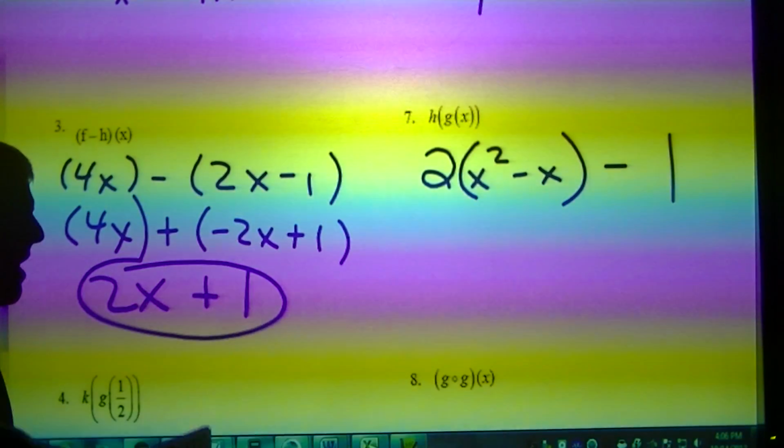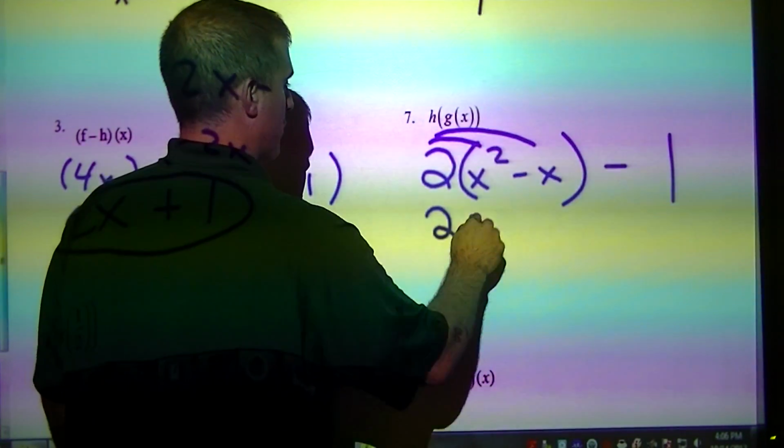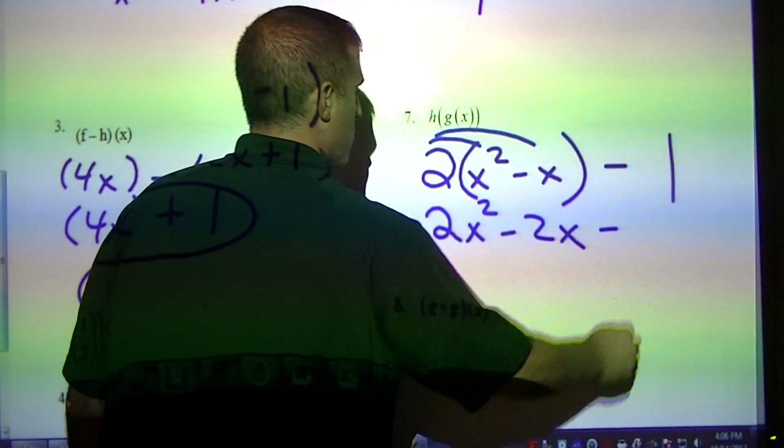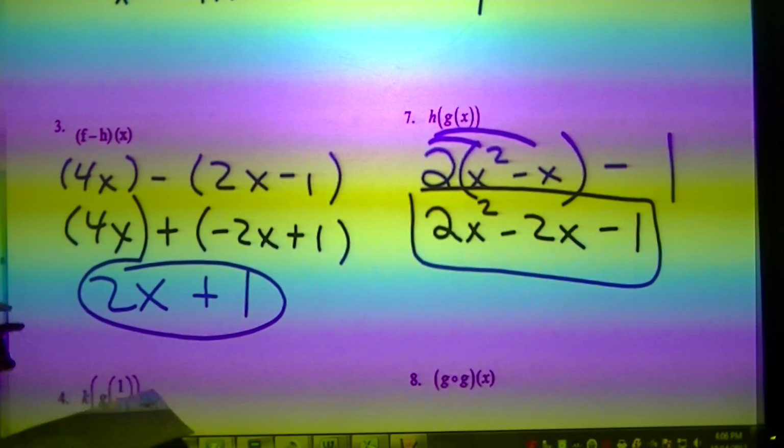Okay, now, in this case, I'm going to go ahead and distribute that. That's going to be 2x squared minus 2x minus 1. Nothing can combine there, so that is going to be my answer.